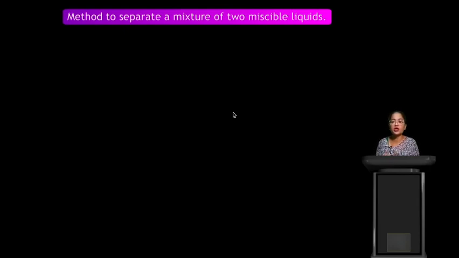So let's see, do you think we can use the same separating funnel method? No, right? Because it's in the same layer. There are no two different layers formed. So how to separate these miscible liquids? Let's look into a method to separate a mixture of two miscible liquids.